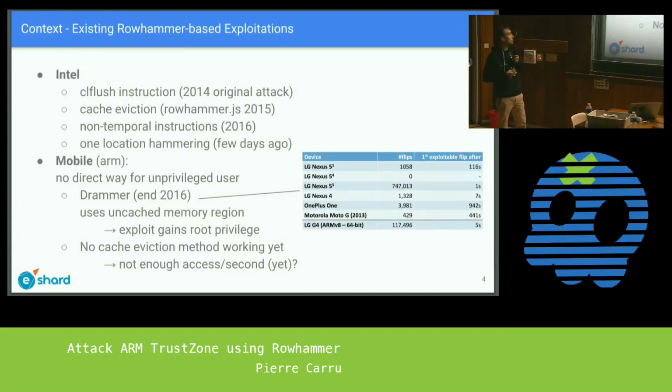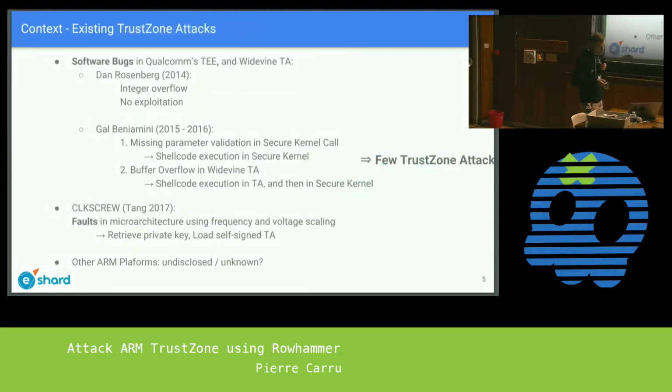So first, a bit of context. Rowhammer has been around for a few years, and there have been multiple implementations on PCs, on mobiles, and every time the usage of it is to gain more privileges, like root privileges from a user program. This study is not about this. It's about targeting a secure OS from Linux. So it's a bit different.